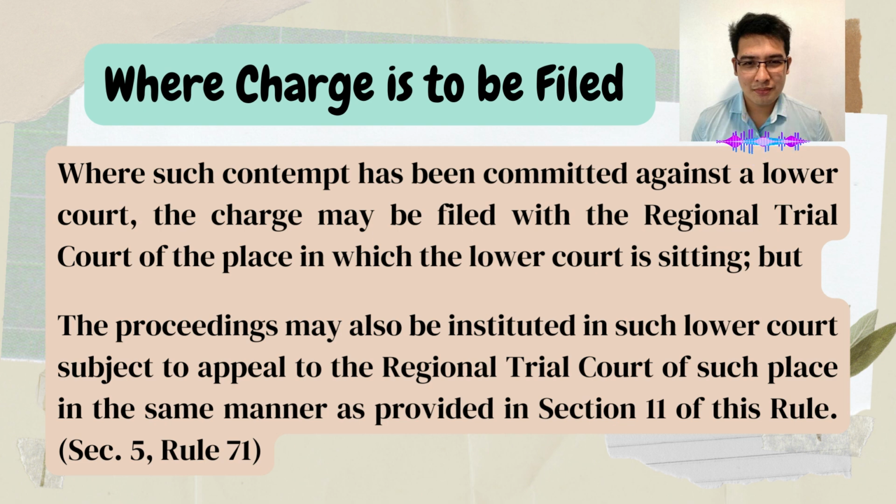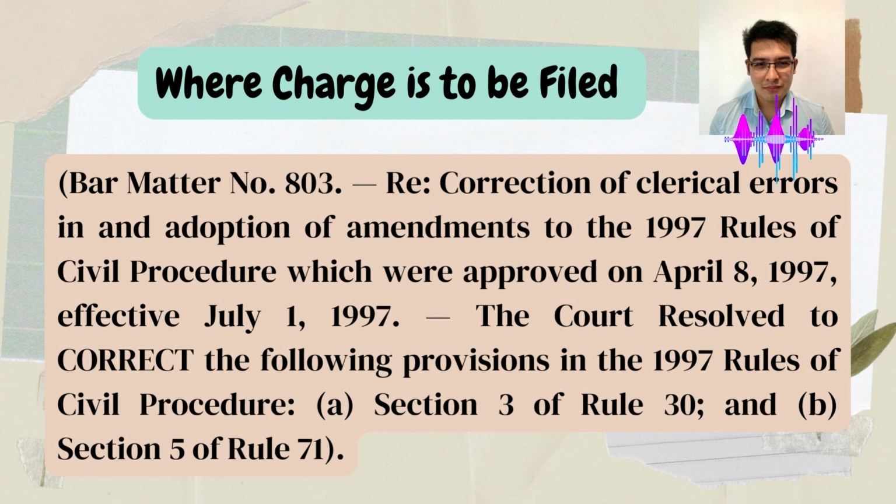In consonance with Bar Matter No. 803, for the correction of clerical errors and adoption of amendments to the 1997 Rules of Civil Procedure, which were approved on April 8, 1997, effective July 1, 1997, the court resolved to correct the following provisions in the 1997 Rules of Civil Procedure: Paragraph A, Section 3 of Rule 30, and Paragraph B, Section 5 of Rule 71.